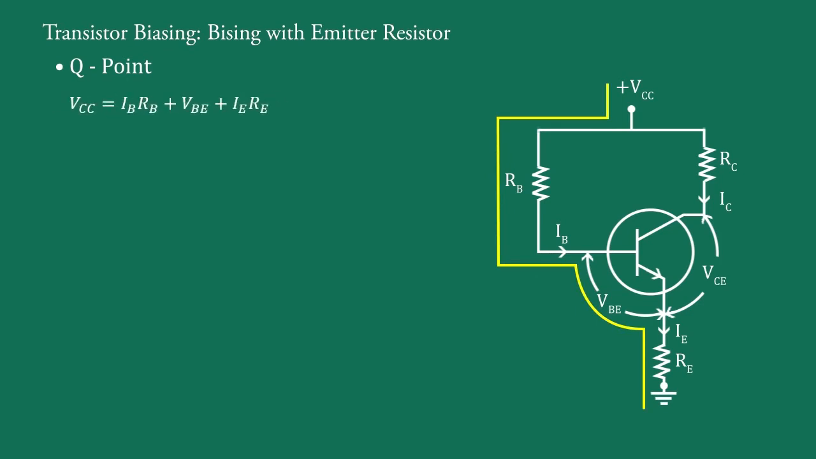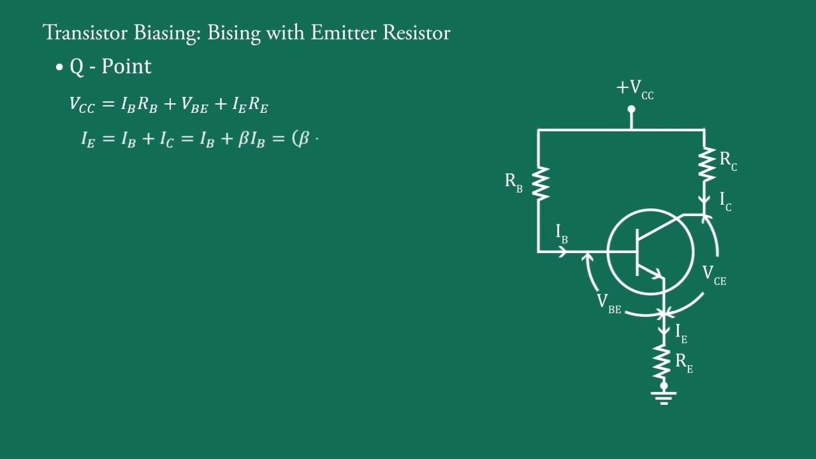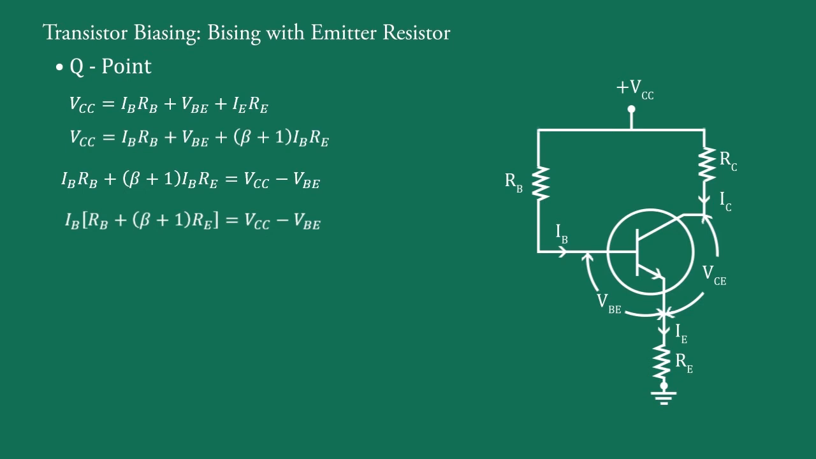Now applying Kirchhoff's law to the input section of the circuit, we have VCC equal to IBRB plus VBE plus IERE. But IE equal to IB plus IC and IC equal to beta IB. Therefore, IE equal to IB plus beta IB, which is equal to beta plus 1 into IB. Putting this value in this equation, we get VCC equal to IBRB plus VBE plus beta plus 1 into IBRE. Simplifying it, we get IBRB plus beta plus 1 IBRE equal to VCC minus VBE. Taking IB common, IB into RB plus beta plus 1 RE equal to VCC minus VBE. Make IB the subject of the formula.